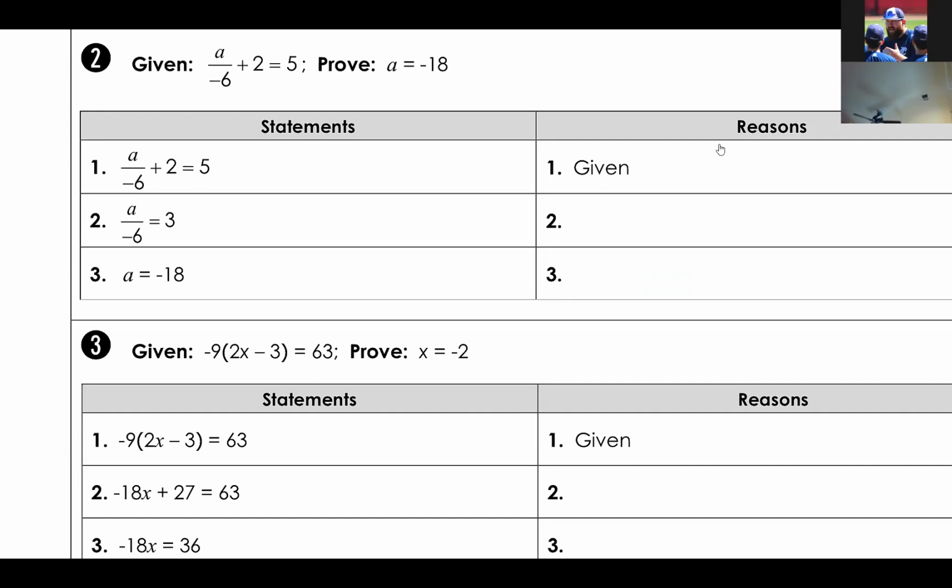Given a divided by negative 6 plus 2 equals 5, prove a equals negative 18. So what always comes first? The problem, and the reason for that is, well, they gave it to me. It's my given. So looking at from step 1 to step 2, what'd they do? They subtracted 2. What do we call that? Subtraction property.